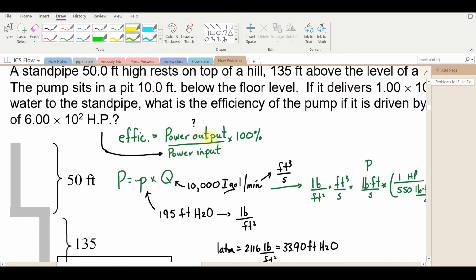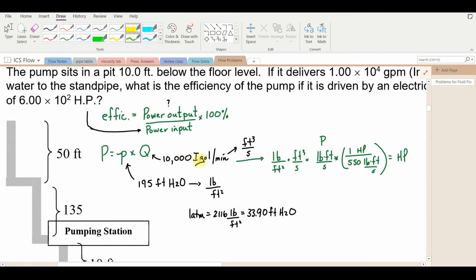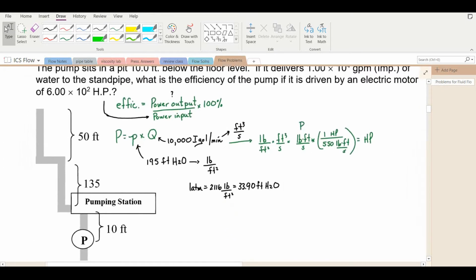The power output we're going to calculate using the formula power equals P times Q. We're given the flow rate is 10,000 imperial gallons per minute. You'll want to convert that to British units of cubic feet per second. And the pressure that the pump has to develop will be the pressure required to lift water 195 feet, and that's pressure. 195 feet of water is a certain pressure. You'll want to convert that to pounds per square feet.